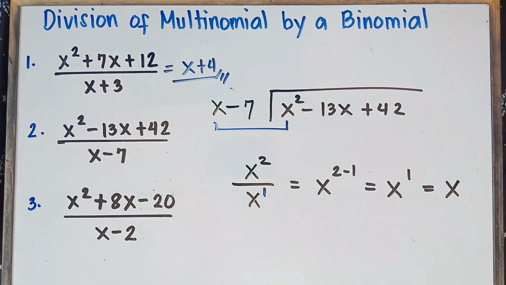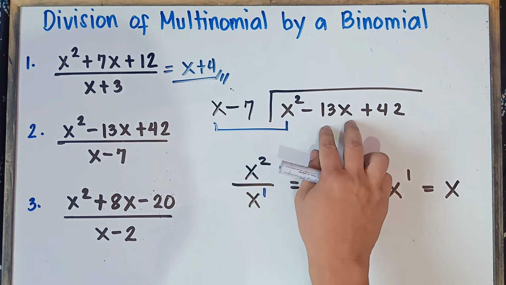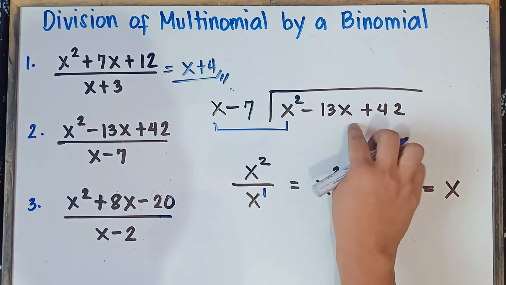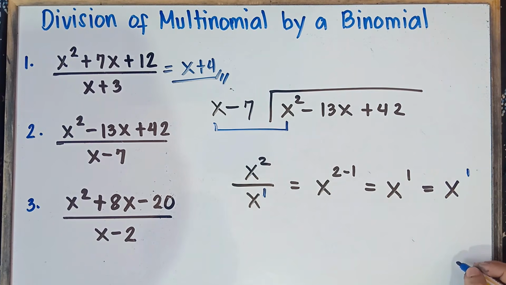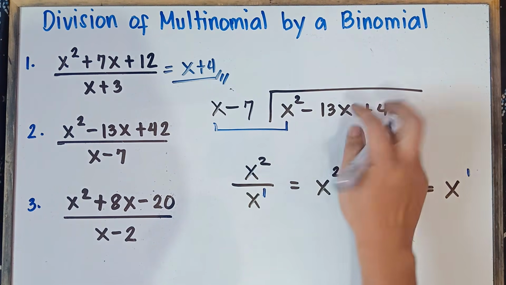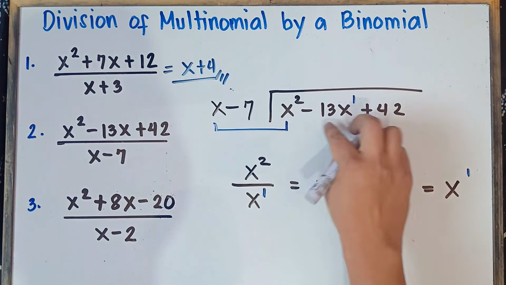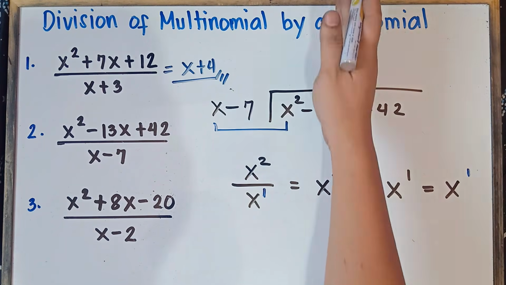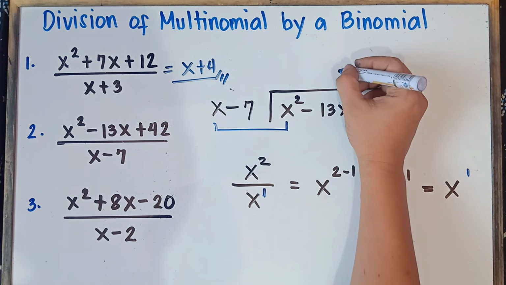Question: where will you align your answer? That's correct. You will align your answer, class, on this given negative 13x. Why is that, sir? Because they have the same exponent, that would be 1. So this is negative 13x raised to the power of 1. So you put your answer here on the top.